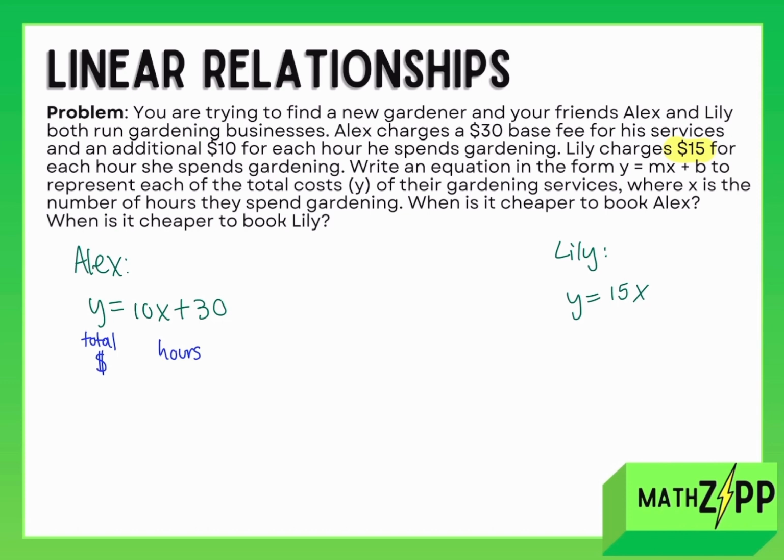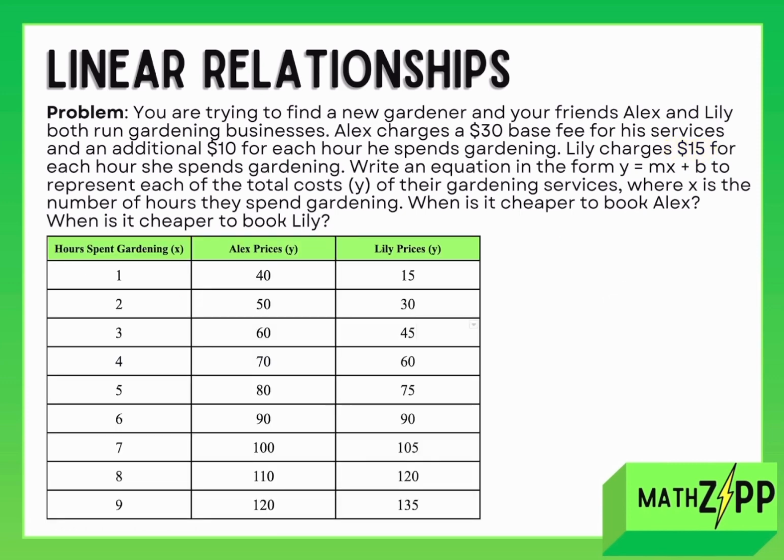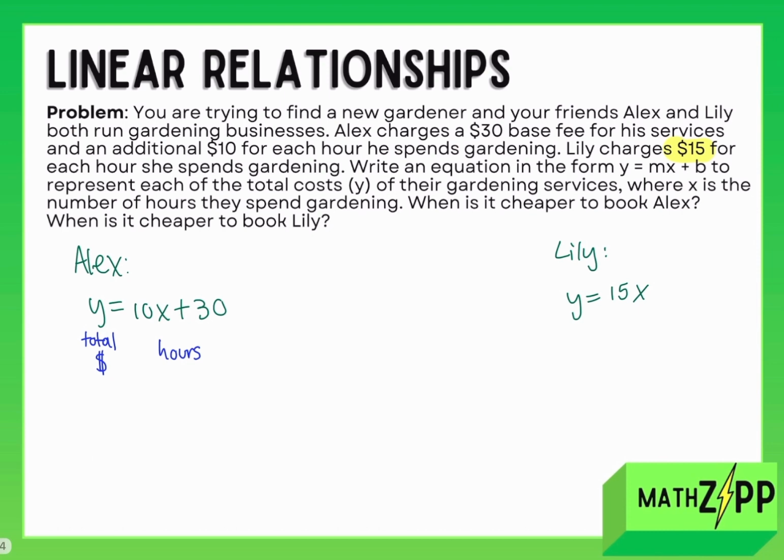Now let's figure out when it's cheaper to book Alex and when it's cheaper to book Lily. To do that, we must compare their total costs for different gardening hours. Here we have a table which compares the hours spent gardening for both Alex and Lily and how much it costs for each of them. So if Alex is spending 3 hours gardening, we plug x equals 3 into our equation for Alex, which is y equals 10x plus 30.